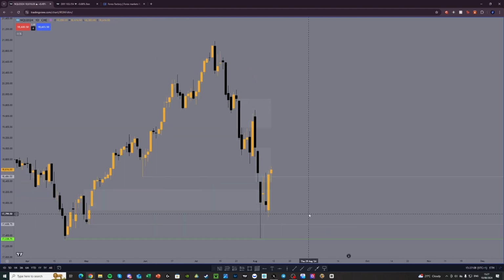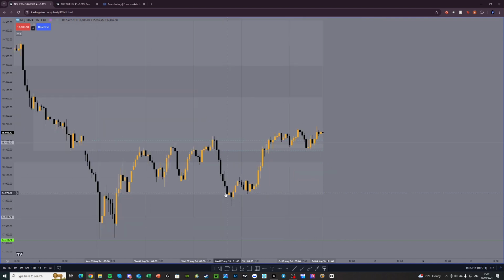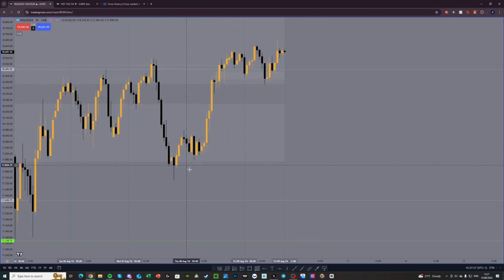And as you can see, we've got a big displacement lower, kicking all these people out. But then look at the reaction we get at this level. Yeah, we get some wicks below it, but look at the bodies. The bodies barely close below that. Then we get some movement higher. We even get a bit of displacement. We get a fair value gap in here.